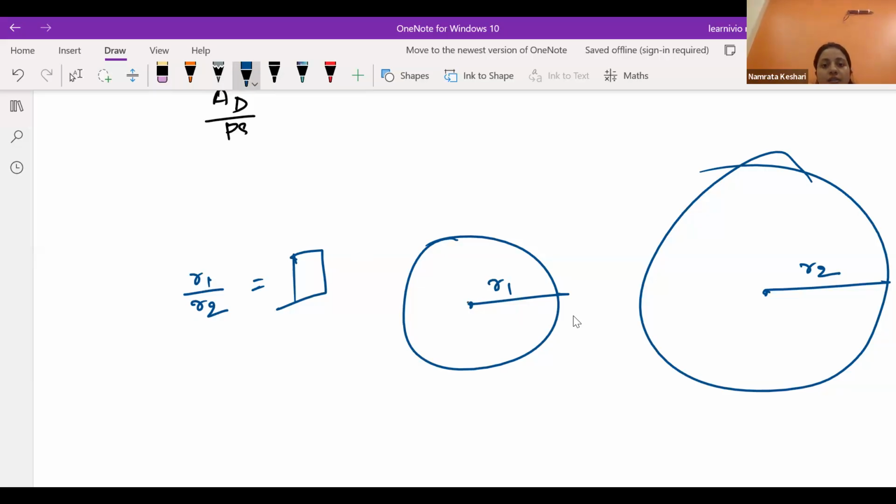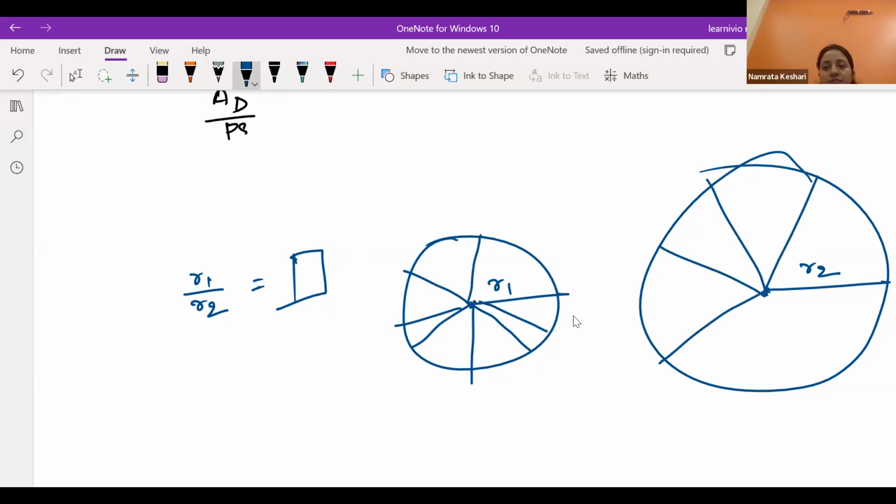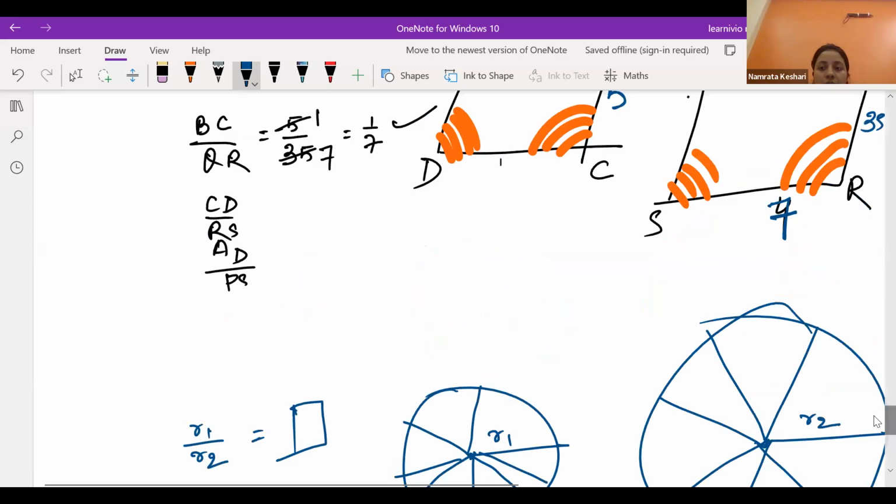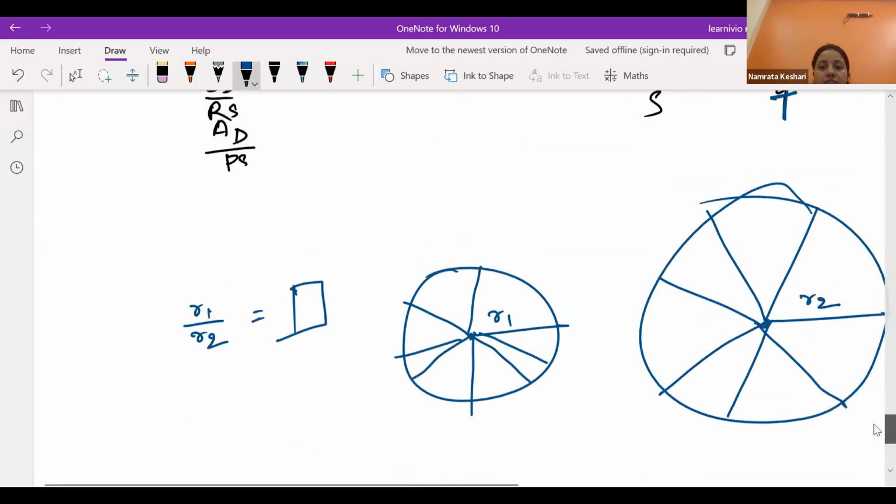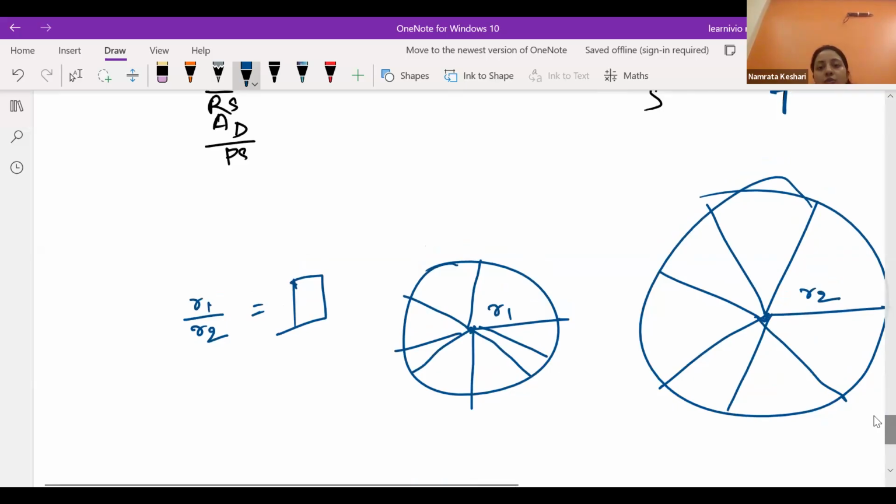You can see this radius, this radius, and this radius, all of them, you will find that the ratios are the same. Yes or no? Area and perimeter we are not checking. When we are talking about congruency, we start with the sides and we end over here. Making sense?